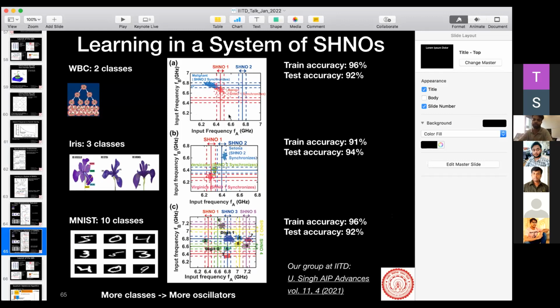And we have been able to publish this work also very recently. Okay. So with that, if you have any question at this point with this oscillator synchronization, please let me know. Hello? Nothing?